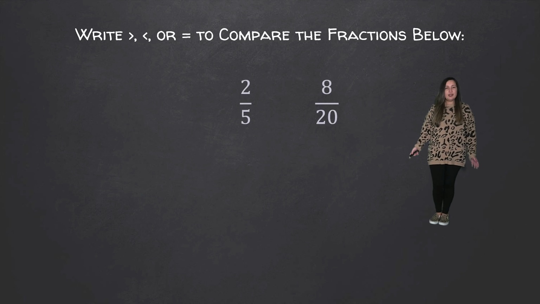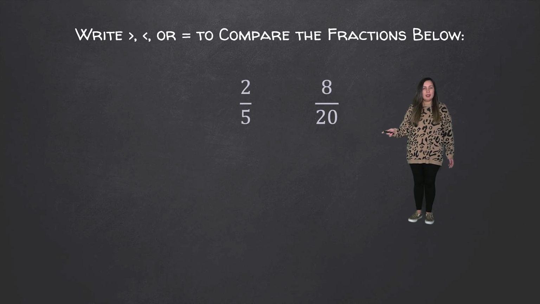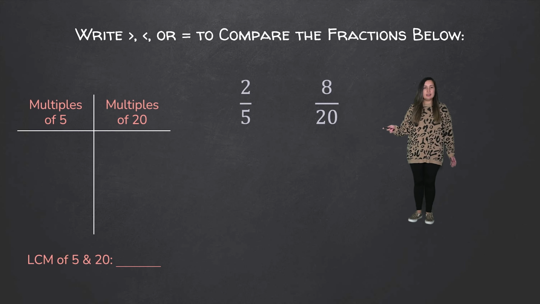Right? So here we have another example. We have 2 over 5 and 8 over 20. Notice how we have different denominators, so we have to find the least common multiple to ensure both of these have the same denominator to make it easier to compare.